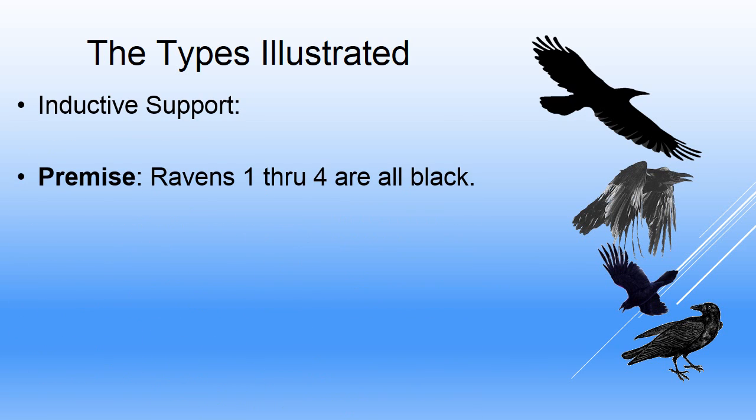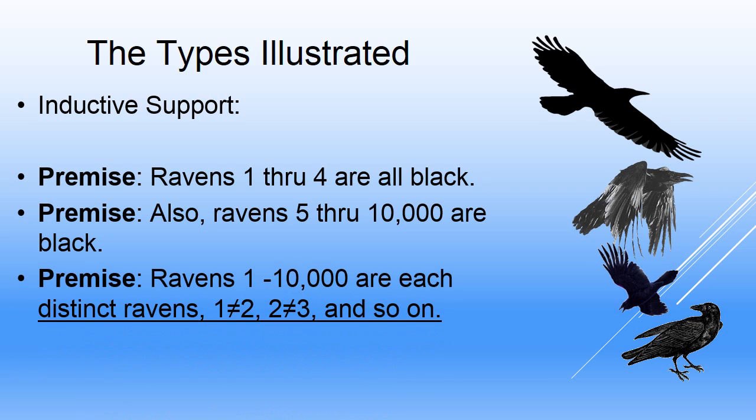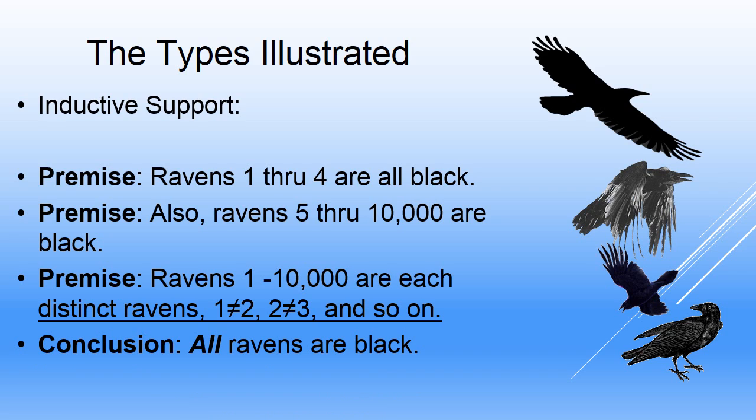You may say that ravens 1 through 4 are all black, and if you're a really diligent scientist, maybe ravens 5 through 10,000 were black. And all those being distinct animals, you can reach the conclusion that all ravens are black only through a leap in logic. You get some evidence for this conclusion, 10,000 bits of evidence in fact, but the conclusion does not strictly follow from the premises.